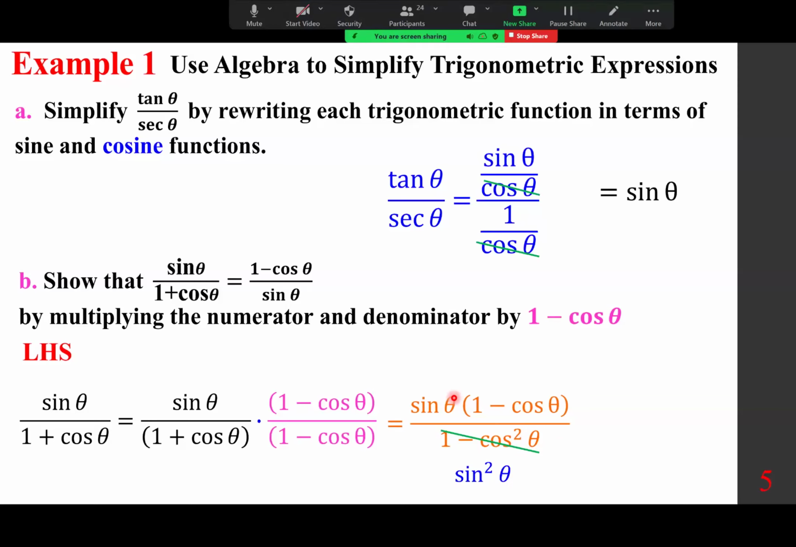This sign goes away. So go with a different color here. So we can get rid of sine theta. We can get rid of the exponent. And this is the right-hand side. So it's pretty straightforward. I hope everybody is fine with that.